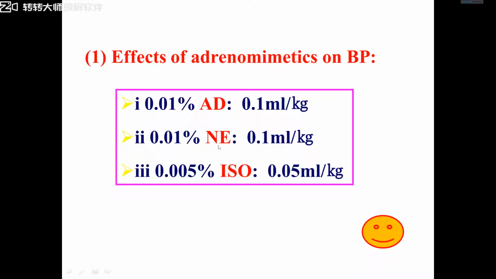And the third drug, we will observe isoprenaline. We know isoprenaline is a beta receptor agonist, and we will observe its effect on blood pressure. We give isoprenaline at a dosage of 0.05 milliliter each kilogram. So we will give these three adrenomimetic agents one by one. Okay, let's do the lab.